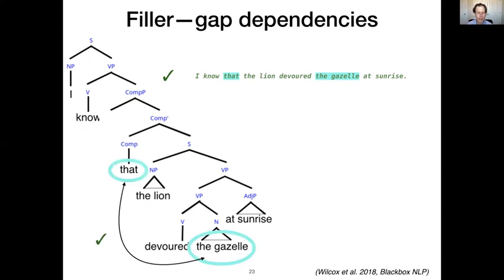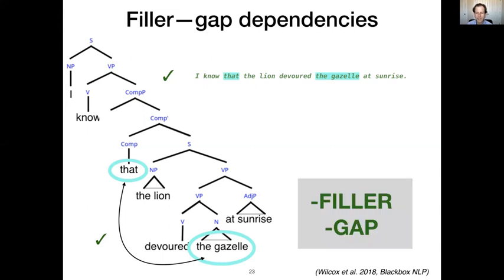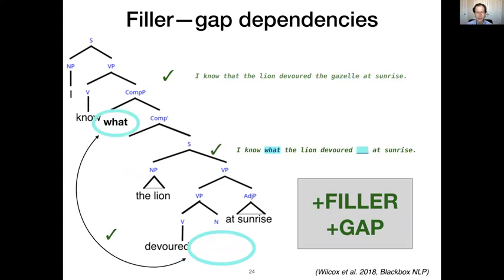Now, here's another version of the sentence. So this relationship, that and the gazelle together, is fine. And we're going to call that the minus filler minus gap version of the sentence. The reason we're going to call it that is that I'm going to contrast it with a different version of the sentence. I know what the lion devoured at sunrise, the second version of the sentence. You probably also feel that this is a perfectly reasonable sentence.